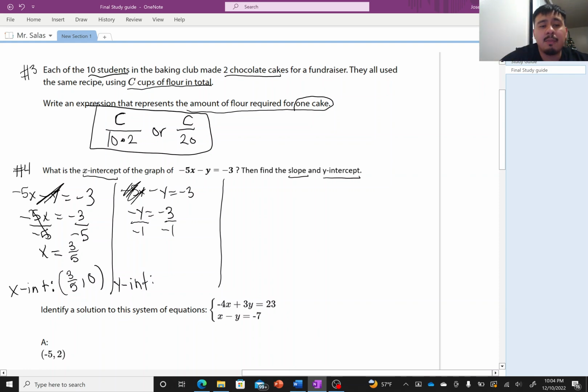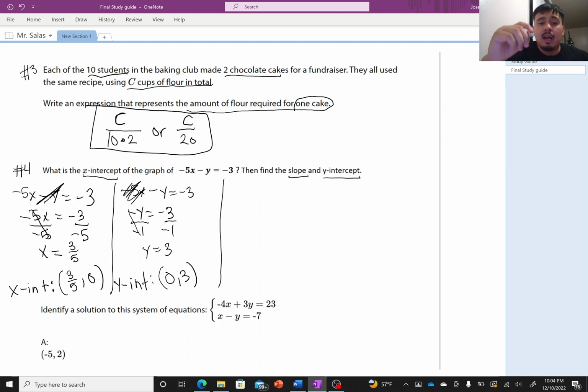To get rid of the negative, I have to divide by -1 on both sides. The negative and the 1 get canceled out. Since I have two negatives, -3 divided by -1 is equal to 3. So I have y is equal to 3. So my y-intercept is going to be 0, 3. That is my y-intercept.